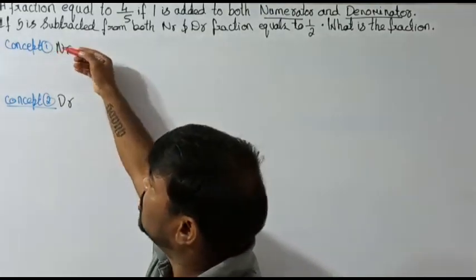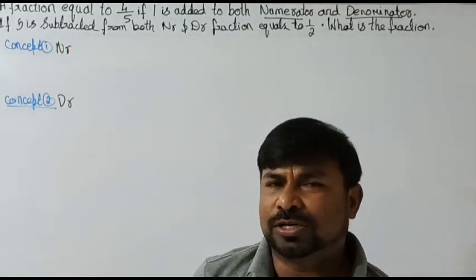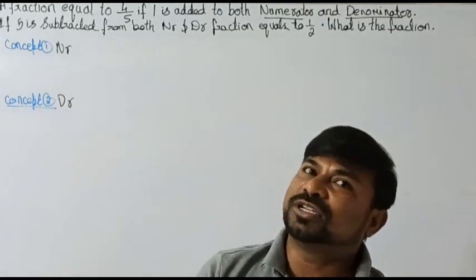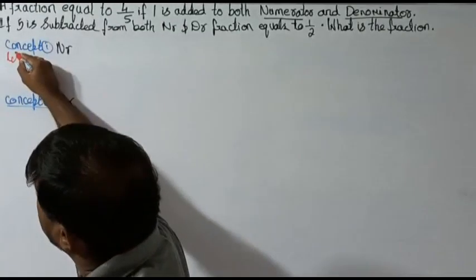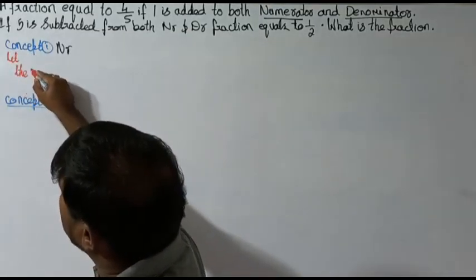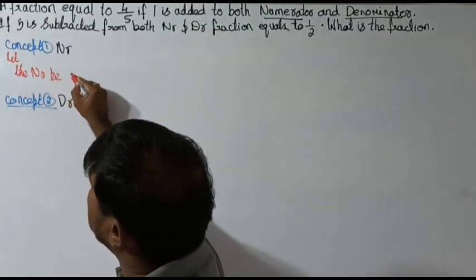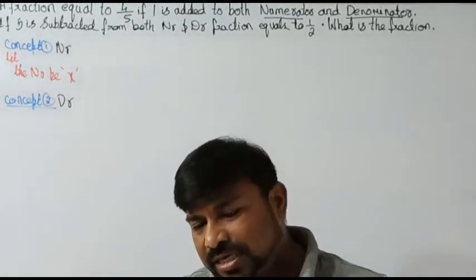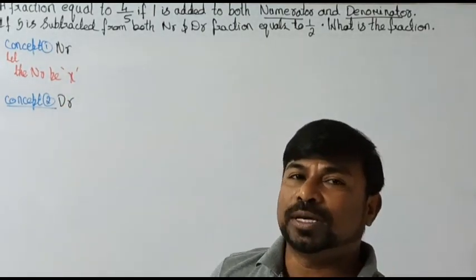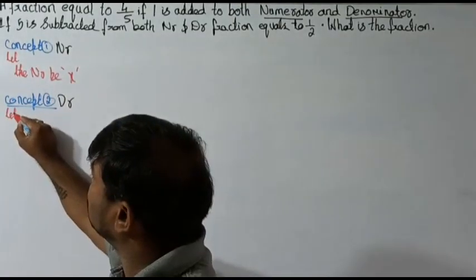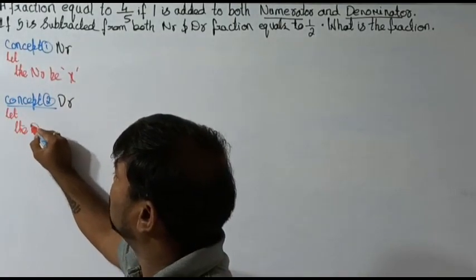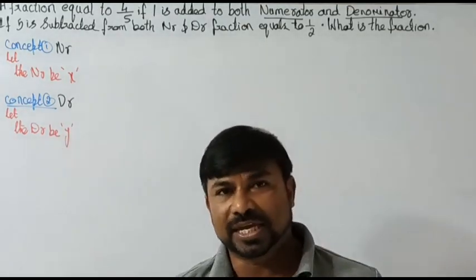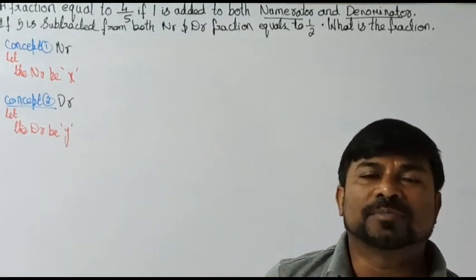Now, as concept 1 is numerator, we don't know what the numerator is. Therefore, let us assume that the numerator of the fraction is x. Done. Now, if the numerator is x, let's go for one more variable. Let the denominator be y. These are the two variables I have taken. So, numerator is x and the denominator is y.